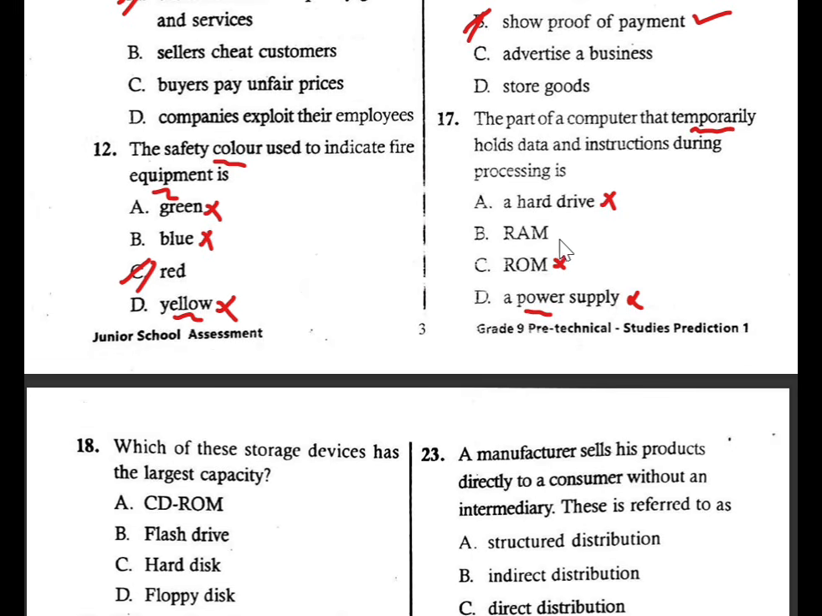RAM is random access memory. Say it is volatile. So as a characteristic, when asked, you say it is volatile. Volatile means it is not permanent. So once you switch off the machine, this data is lost. So RAM holds data temporarily. And therefore number 17, the answer is B.